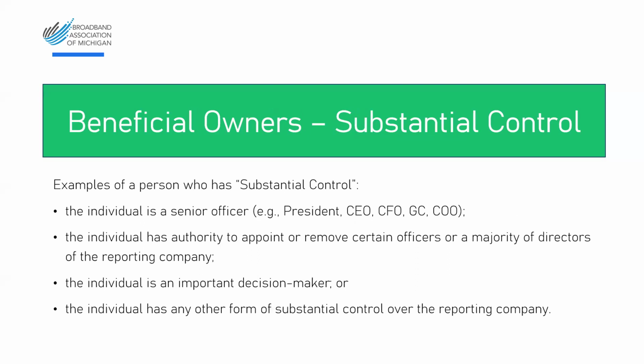So we're talking about an individual who is a senior officer, somebody like a president, a CEO, a CFO, general counsel, COO. We're talking about somebody who has authority to appoint or remove officers or directors. We're talking about somebody who can make important decisions about the company regarding its nature, its scope, its attributes. Somebody who would have authority to direct reorganization, dissolution, or mergers of the company, or can approve major expenditures or investments.